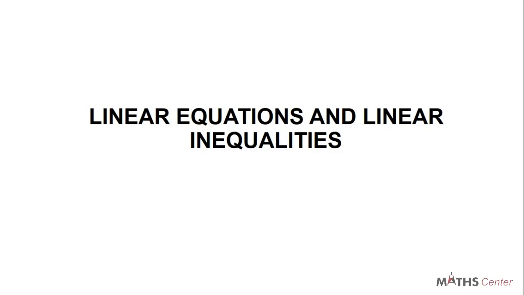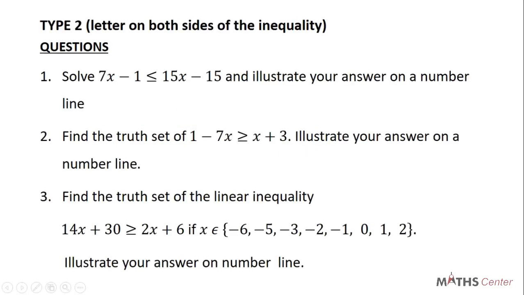We are still on the topic linear inequalities. In the previous video, we saw how to solve the first type of linear inequalities. In this video, we are going to take a look at how to solve the second type of linear inequalities. So we move on to type 2 of linear inequalities. In this type, you have the letter on both sides of the inequality. You have been given 3 questions here, and we will take them one after the other. We will solve the first question in this video.